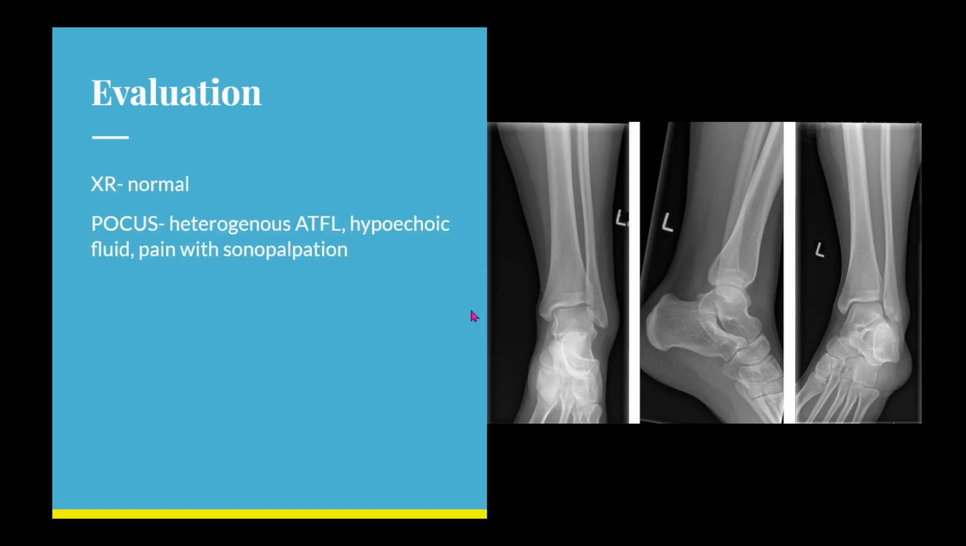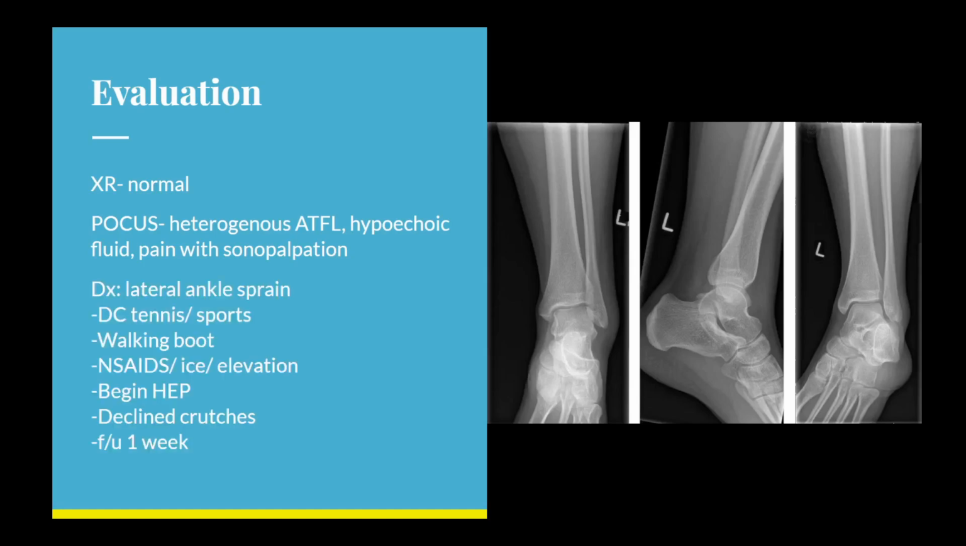We did ultrasound him. He had a very heterogeneous anterior talofibular ligament, was hypoechoic, and he had pain with sonopalpation. We diagnosed him with a lateral ankle sprain. We took him out of tennis, put him in a walking boot, a tall walking boot, NSAIDs, ice, started a basic home exercise program. He didn't want any crutches, and we were going to see him back in a week.